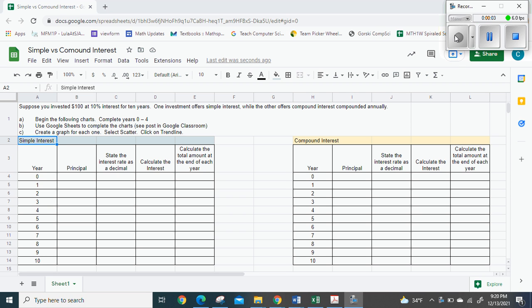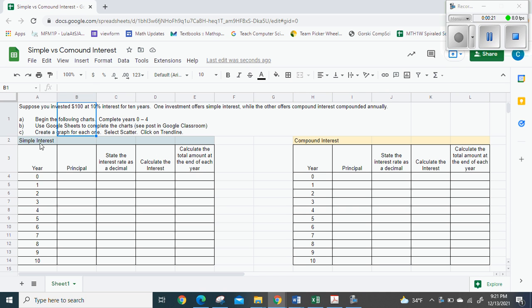Okay, so for today's quick introduction to how to use Google Sheets, we're going to use that to help us understand the difference between simple interest and compound interest. So we're going to suppose we have $100 and we got 10% interest and we're going to invest it for 10 years. That's a lot of tens. One investment is going to be simple interest and the other offers compound interest compounded annually.